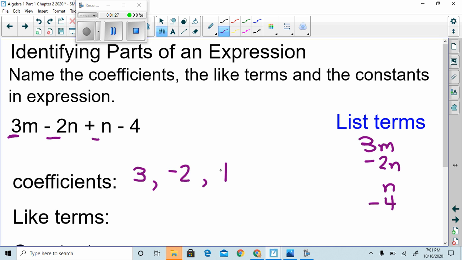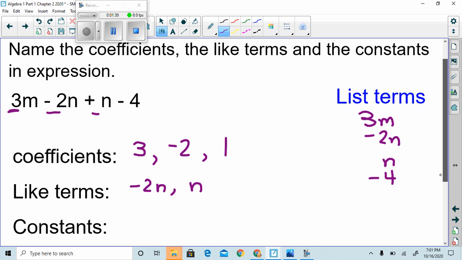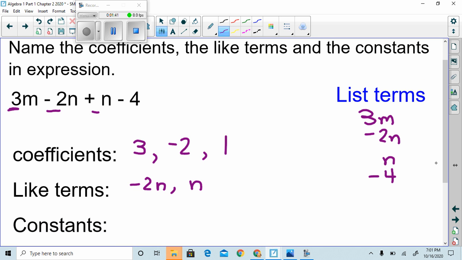Second question is, are there any like terms? Well, like terms have the same variable raised to the same power. So I have a negative 2n and an n. We're just identifying the key terms. On to constants. Well, what exactly is a constant? It's a number that doesn't change. It doesn't have a variable. It remains constant. So negative 4 is my constant.